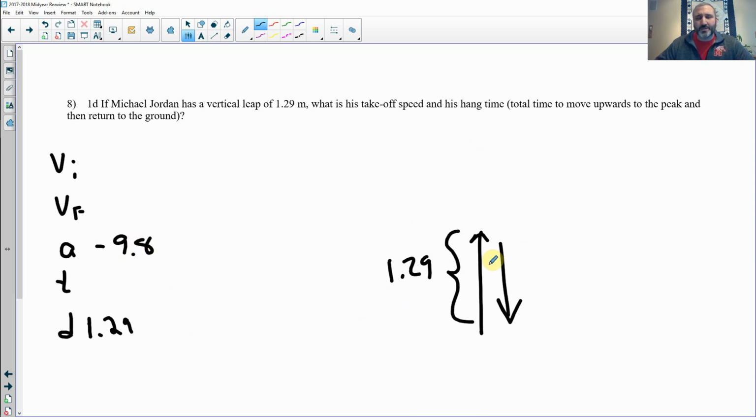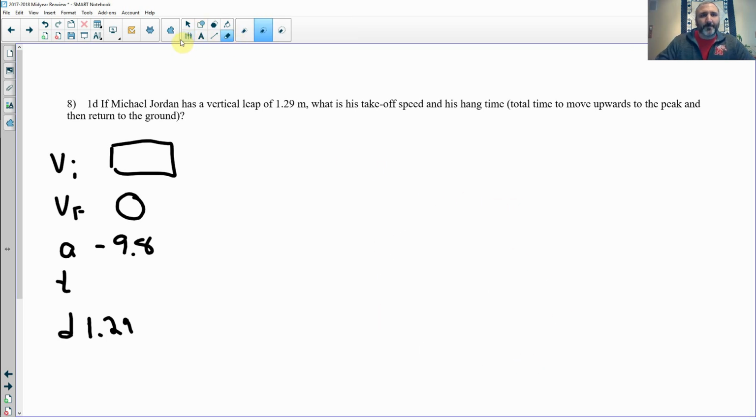Again, I think we should look at half of the trip. We want to know his takeoff speed, so what's his initial velocity. At the top of that 1.29 meters, his final velocity is going to be 0. And we can figure that time out eventually. Once we have that time, that's the time up, so we can multiply it by 2 to get the time up and down, which would be the total hang time. I hope that line of thinking makes sense, because I'm just going to do it now.